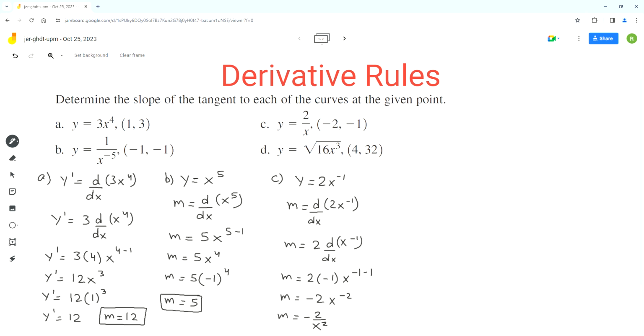Now we have to find the slope of the tangent at point (-2, -1). So we should sub in x as -2. So we get m equals -2 over (-2) squared. Now we can simplify this expression. So we get -2 over 4, which can be reduced to just -1 over 2. So this is the slope of the tangent for part C.